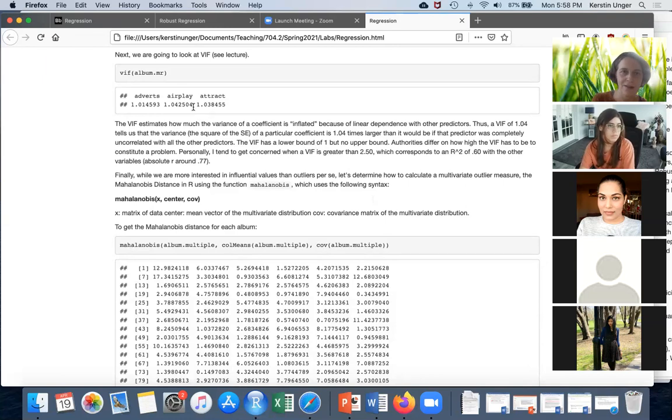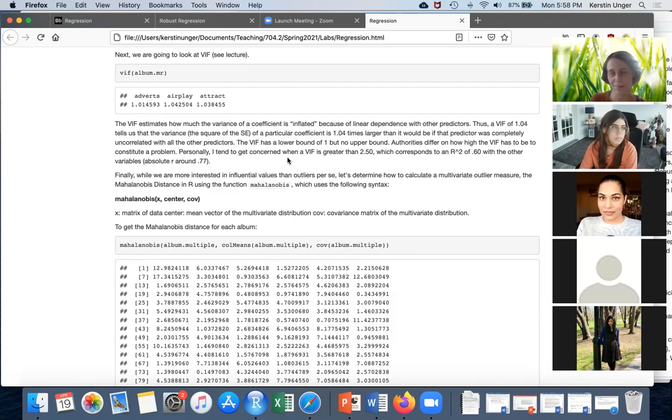And here, as you can see, they're all close to 1. So 1 is the minimum. That means there is really no evidence for multicollinearity here, no issues, right? If it would be 10 or 8, that would be concerning. But this all looks pretty good.